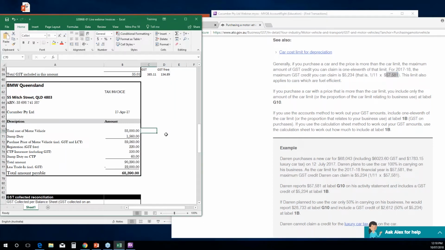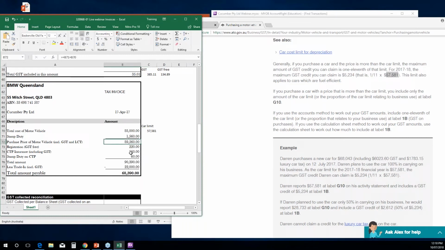57,581. So I'm going to put the card limit here. Here you go. Oh yeah, it's not working. So let me go and do it again. Paste. 57,581, right? And split.